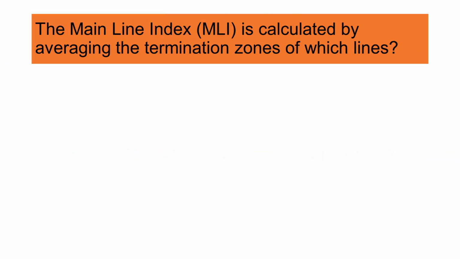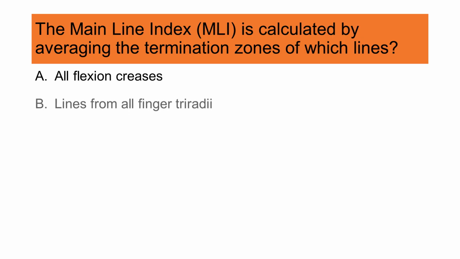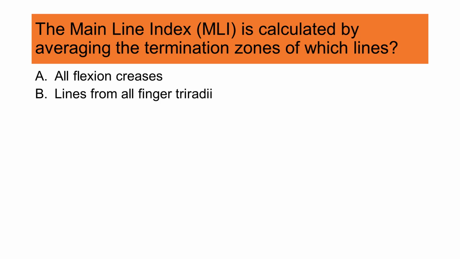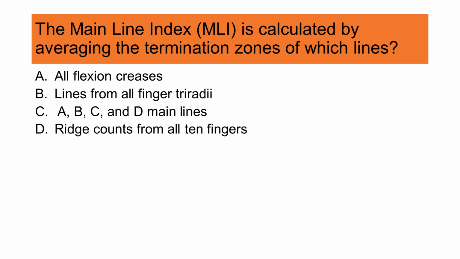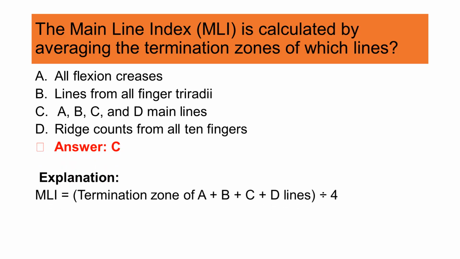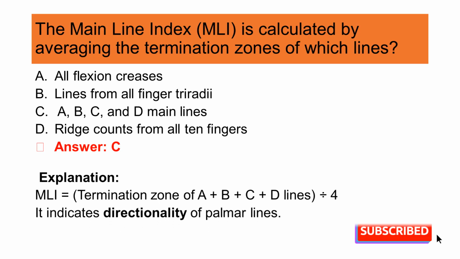4. The mainline index, MLI, is calculated by averaging the termination zones of which lines? A, all flexion creases. B, lines from all finger triradii. C, A, B, C, and D main lines. D, ridge counts from all 10 fingers. Answer: C. Explanation: MLI equals termination zone of A plus B plus C plus D lines divided by 4. It indicates directionality of palmar lines.